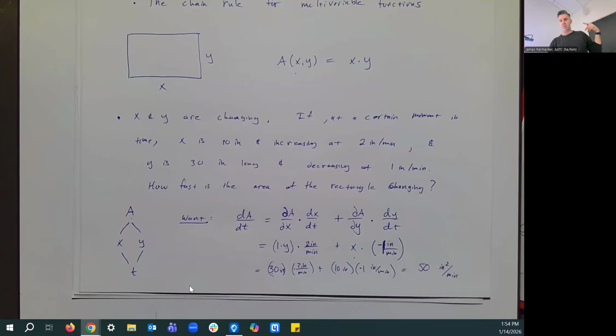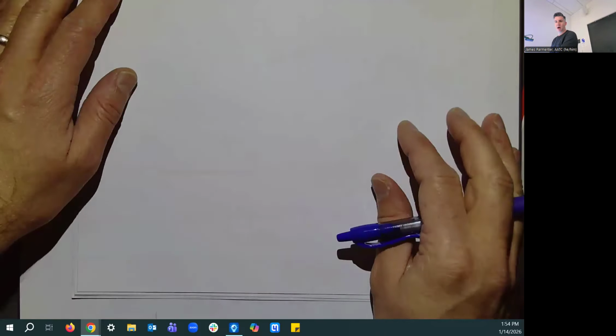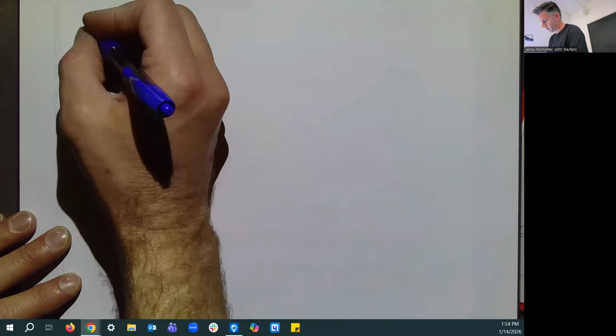So that said, what time is it? 1:54. Let's do one more example. A more typical just math for the sake of math example, which is usually what I'm doing because I like math. So let's say we have the following function.